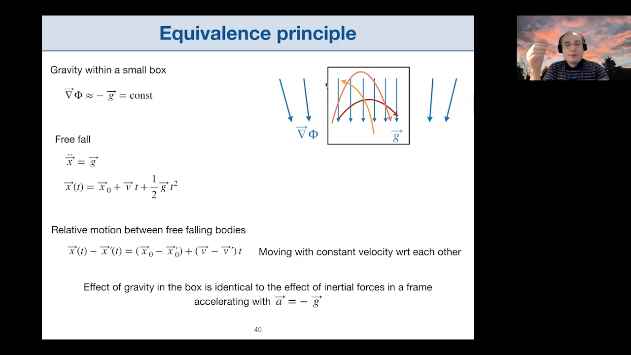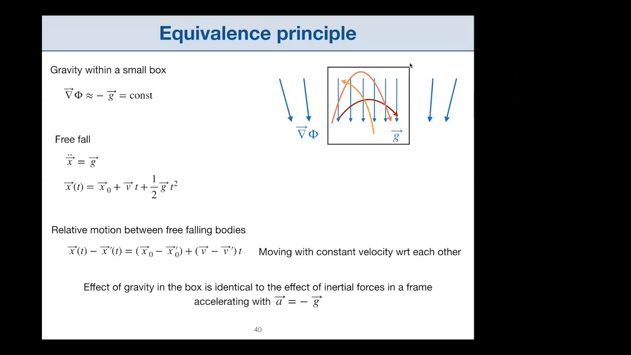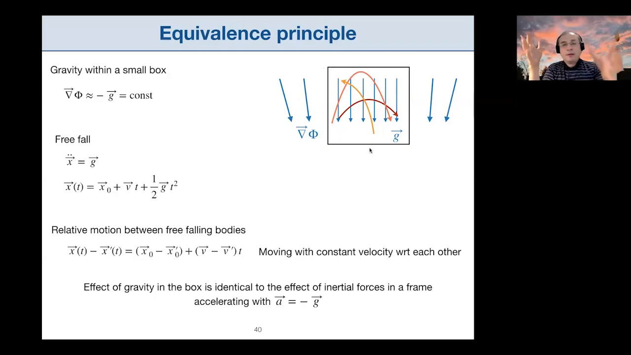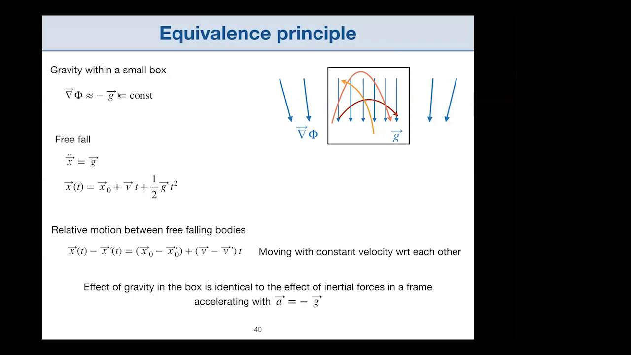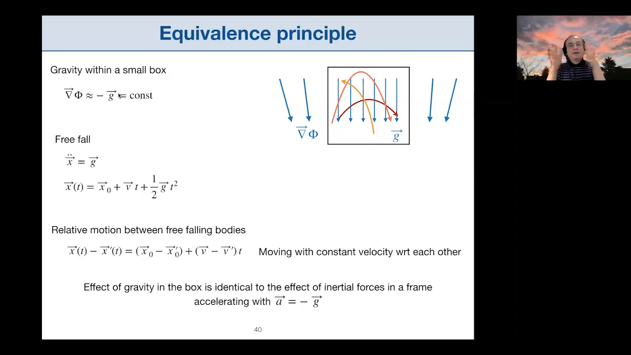Okay, so we take a small box. So we take a gravitational field. It does not have to be uniform. Then we pick a small box, and within this box, we can approximate the field to be more or less constant. If the box is sufficiently small, we don't see any spatial variation or any temporal variation of the gravitational field. Now, within this box, we drop a number of free-falling particles.